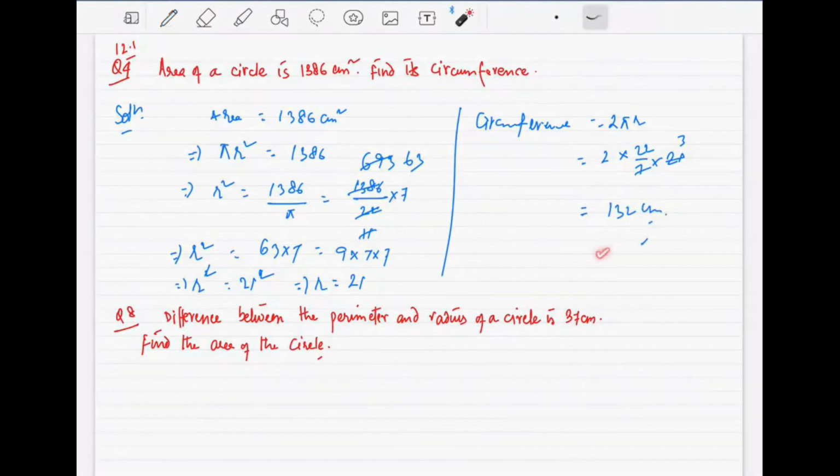Can you copy this? Simple, right? This is not even your class 10 level. I think you are able to understand this already in class 6.